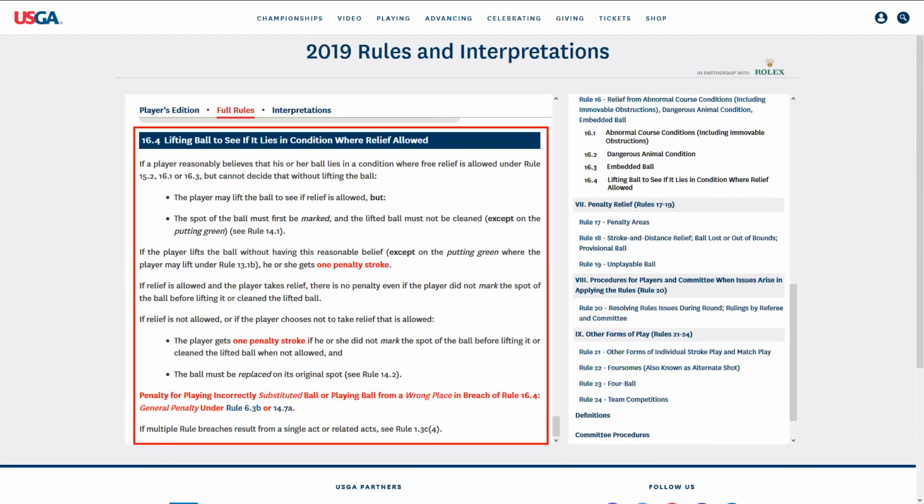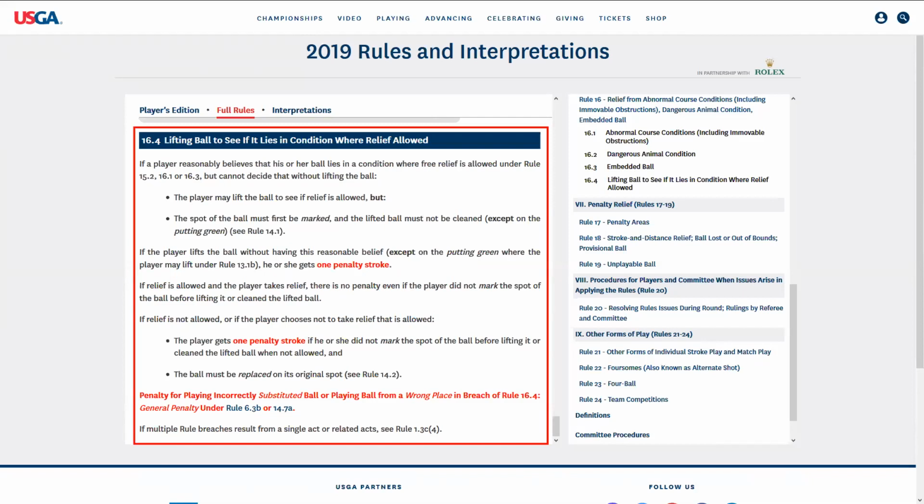But if you're not allowed to take relief, then you've got to put the ball back, and since you picked it up without marking it, you're going to get a one-stroke penalty. An example of this is you're not sure whether the ball is embedded, so you pick it up, you determine that it's not embedded, well, you get a one-stroke penalty. If you mark it and you pick it up and you decide that it's not embedded, you simply put the ball back, there's no penalty.